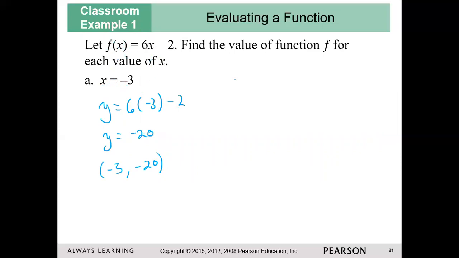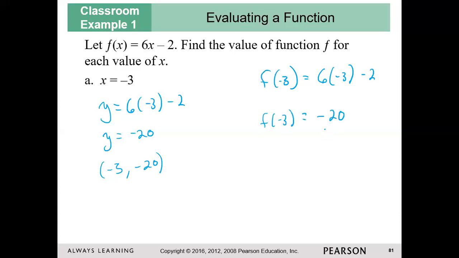When we have function notation, usually what we write is this: f of 3. We say take the x out and put a 3 in. So you would get f of 3 is equal to 6 times, I guess I'll do it, negative 3 minus 2, and then f of negative 3 is equal to negative 20.